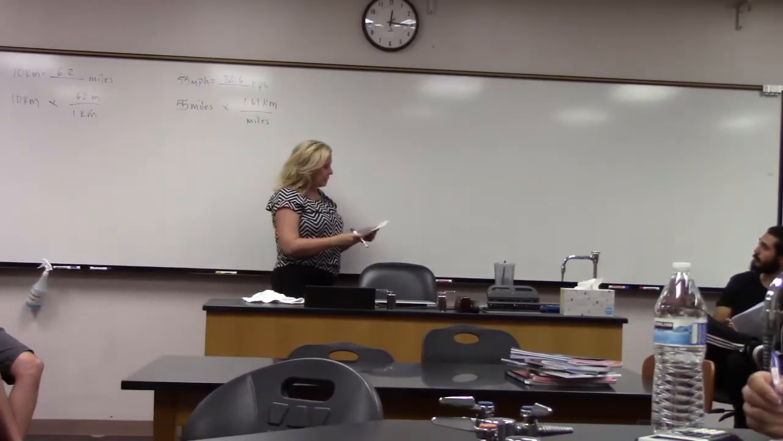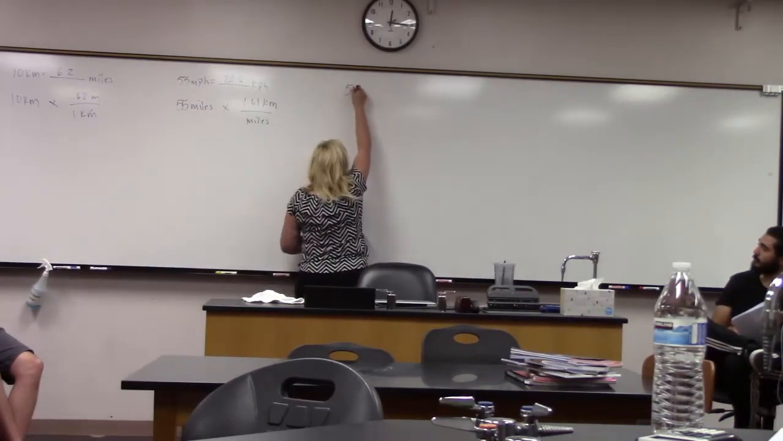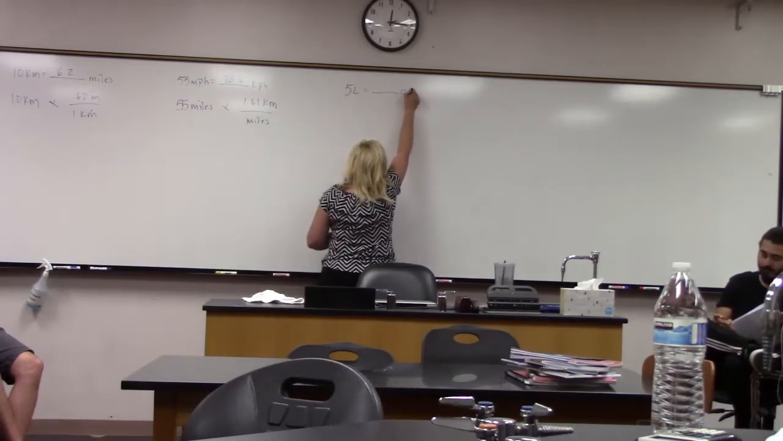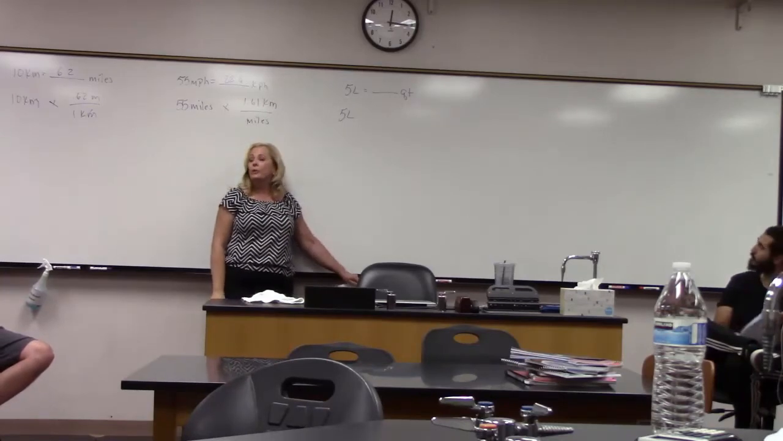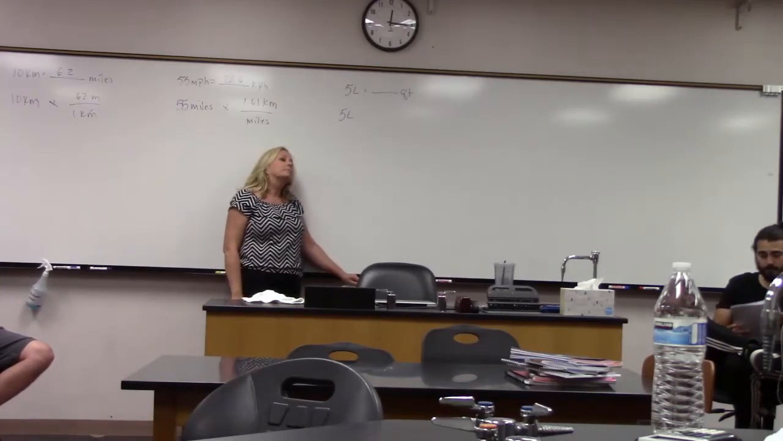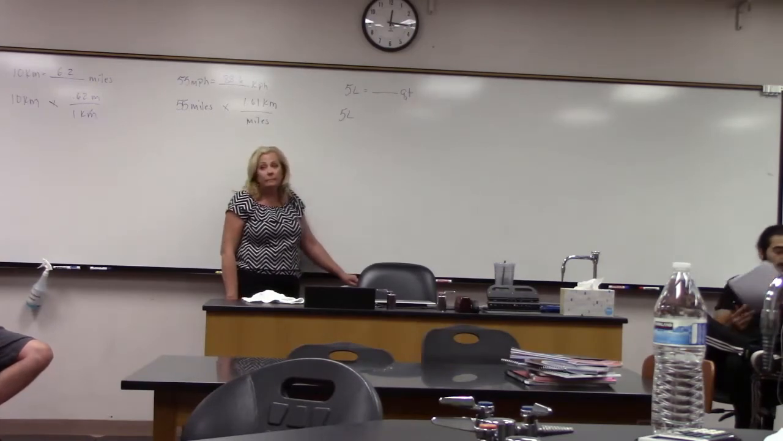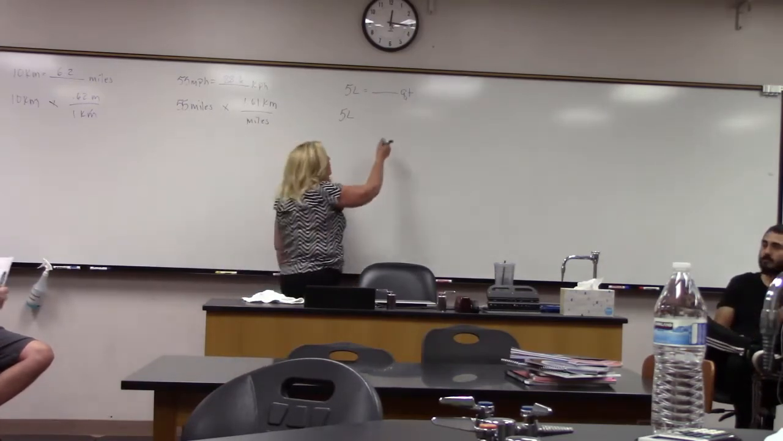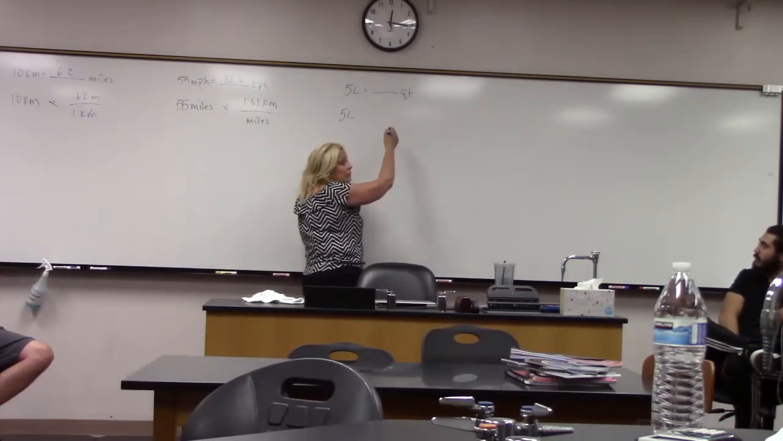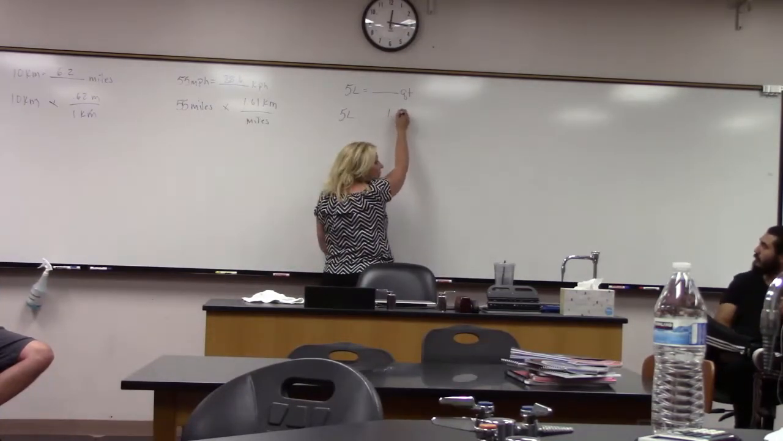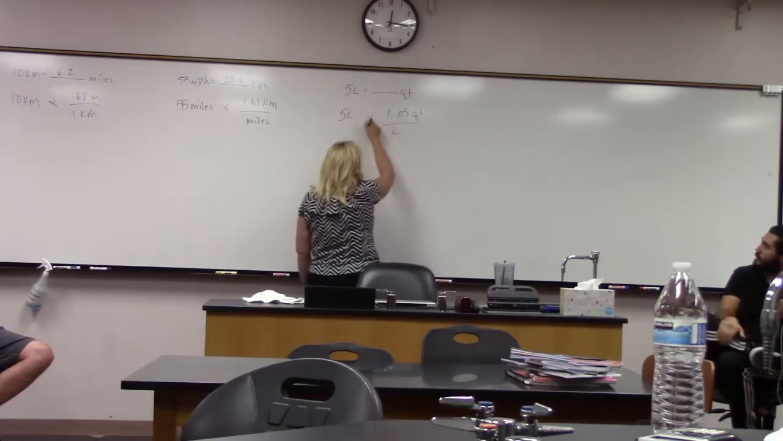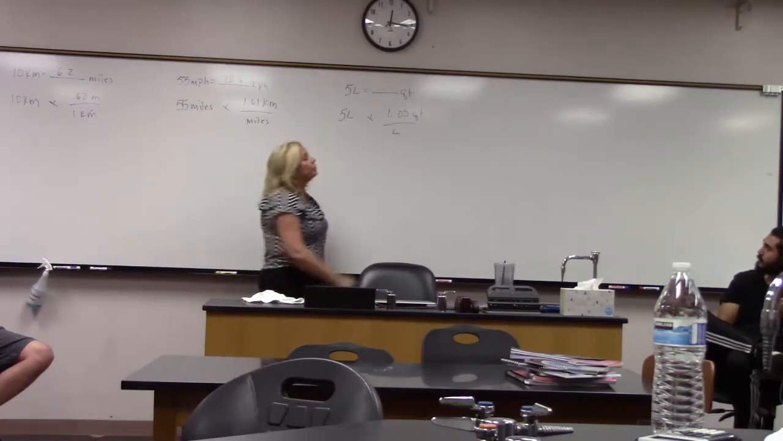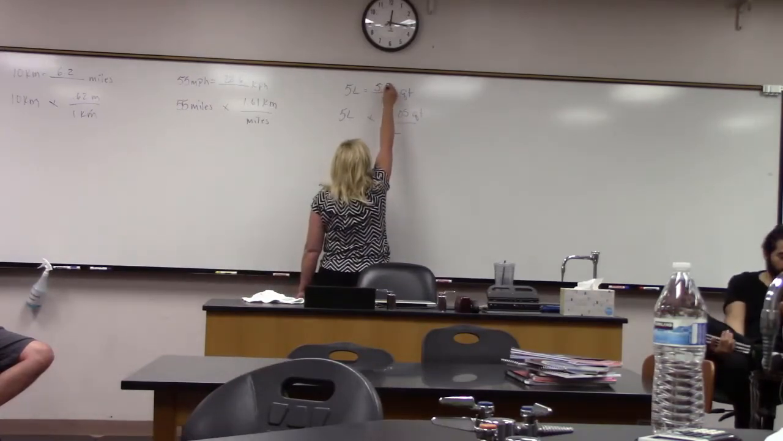All right, so the next one, we have 5 liters of cardiac output, and they want you to convert liters into quarts. What's your conversion factor? 1.06. 1.05 quarts per liter. So your answer is 5.25 or 5.3?